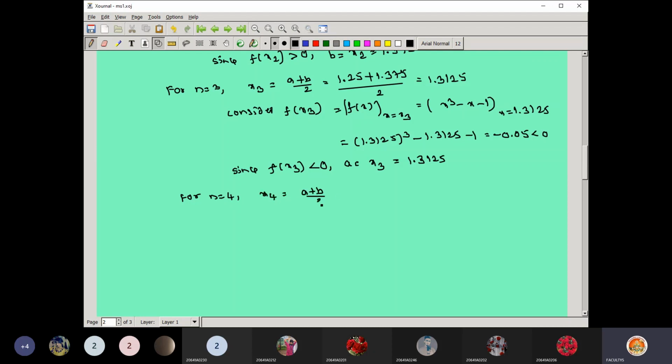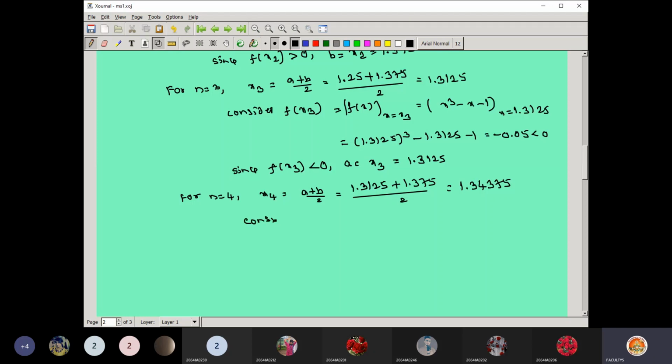The formula is a plus b divided by 2. So it's your previous a value, the fresh value, 1.3125, plus the b value, 1.375, divided by 2. So as per your calculations, 1.3125 plus 1.375 divided by 2. So the answer is 1.34375. And this value again you are substituting in your function.